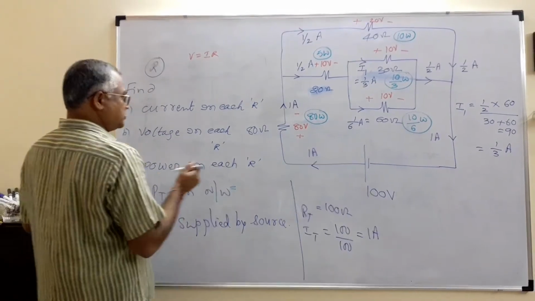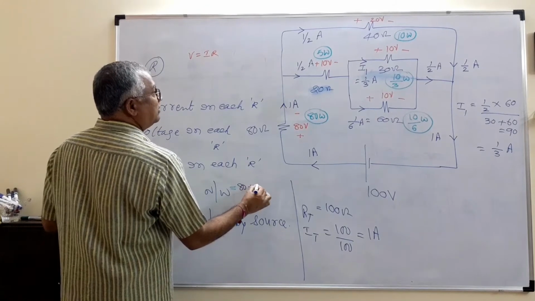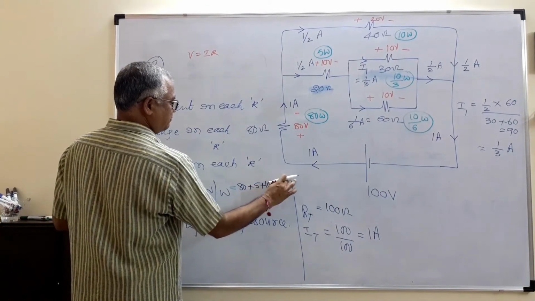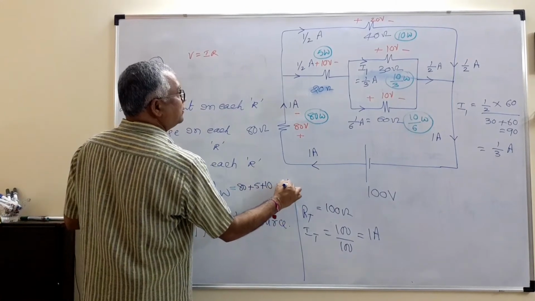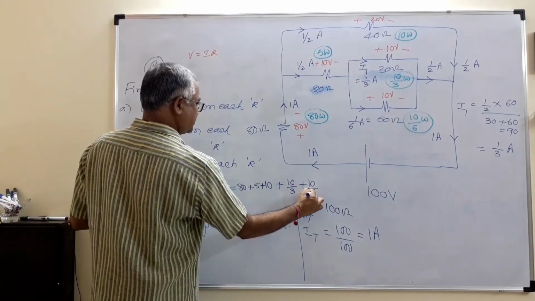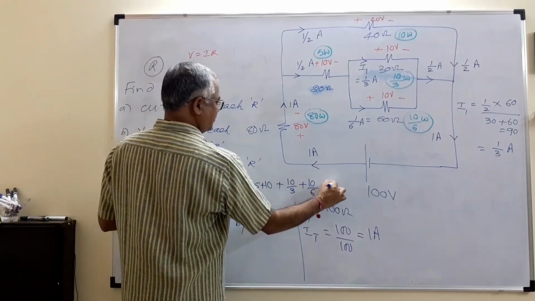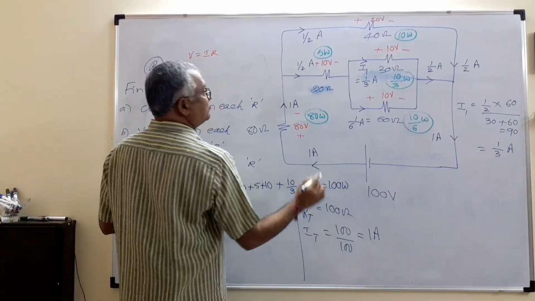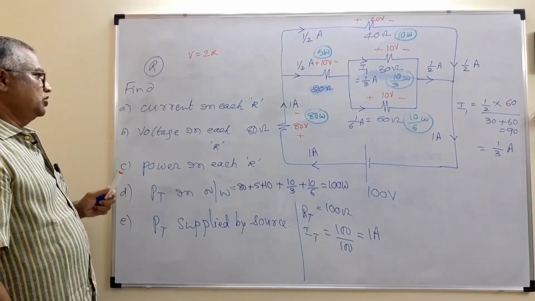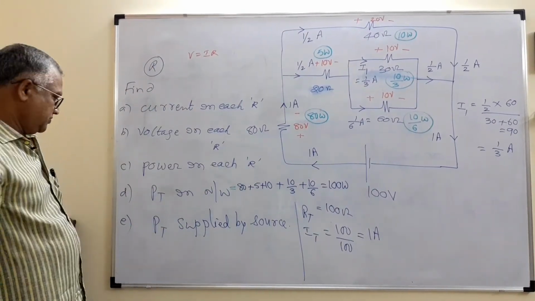Add those powers: 80 plus 5 plus 10 plus 10 by 3 plus 10 by 6. So just adding them, you will get 100 watts. So the total power dissipated in the entire resistive network is 100 watts.